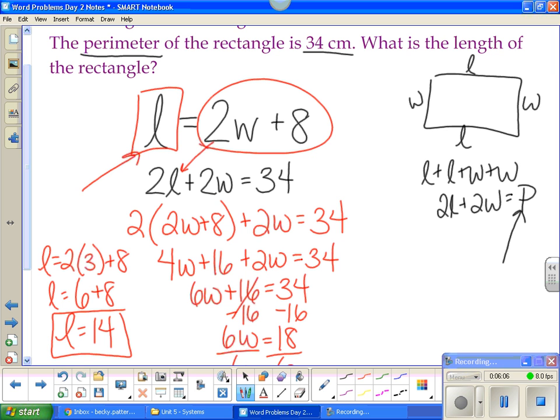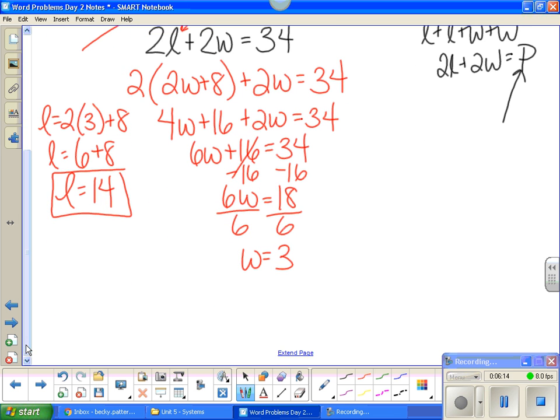It didn't want the width, although I had to find the width first. I couldn't do it without finding the width. But for the answer, if it was multiple choice, I would just want the 14. And if it was multiple choice, you guarantee that's going to be one of your answers. So this is another one of those ones where you've got to make sure you are reading the question.